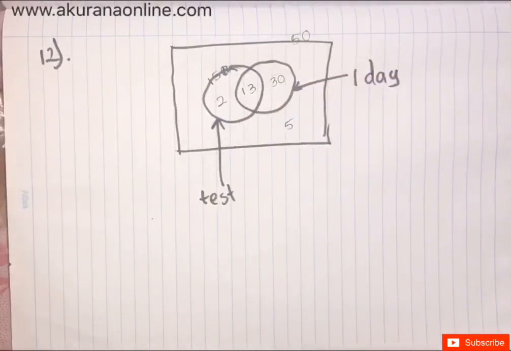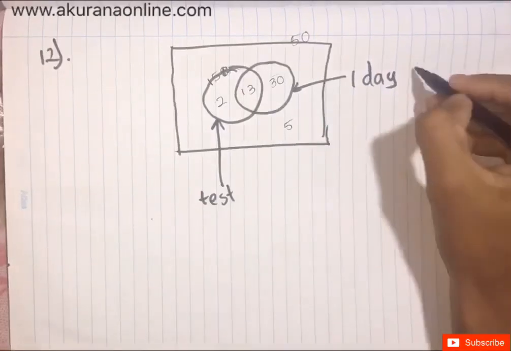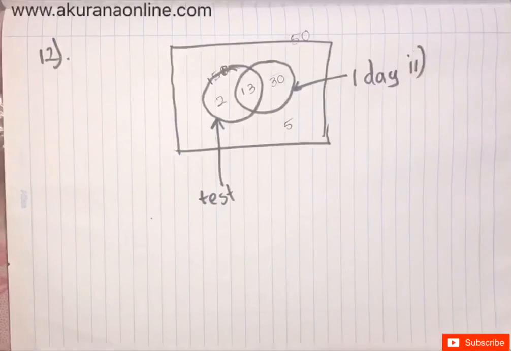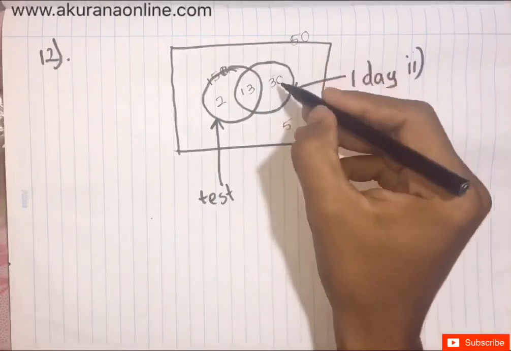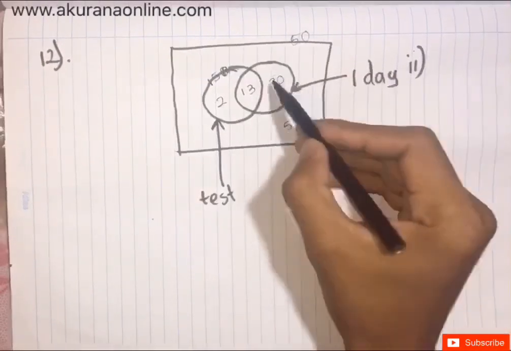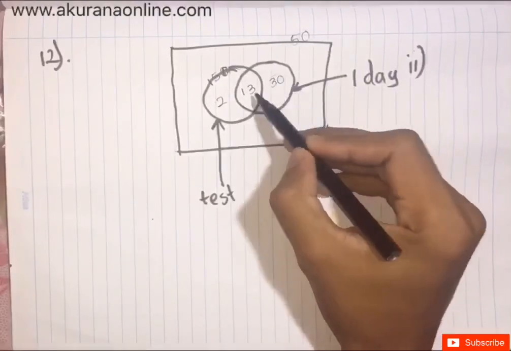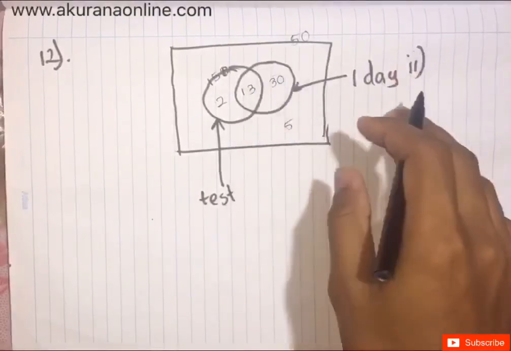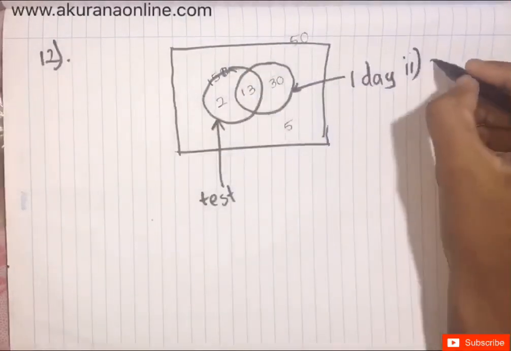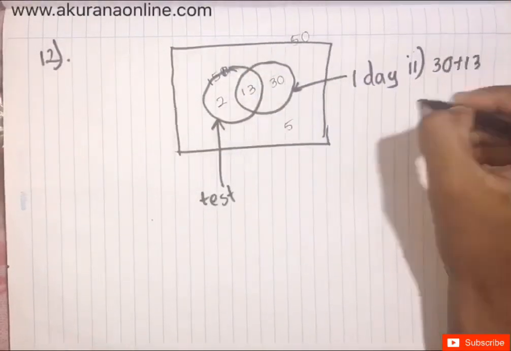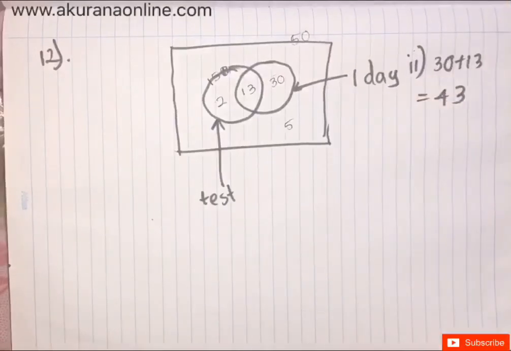The next part. They are asking you a question, second part. How many persons had watched one day matches? Now how do you answer this? They have not mentioned one day only. They have just asked how many people watched one day. So you have to add both 30 and 13. These 30 are the people who have watched only one day, and these 13 are the people who have watched one day as well as test matches also. Therefore you have to take the total. 30 plus 13 is equal to 43 is the answer for the second one.